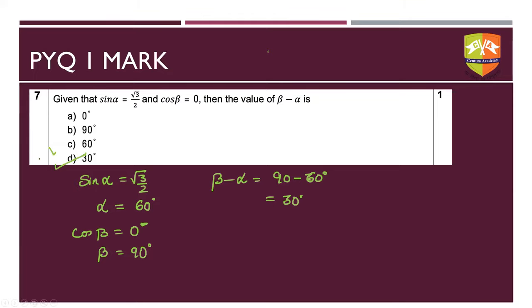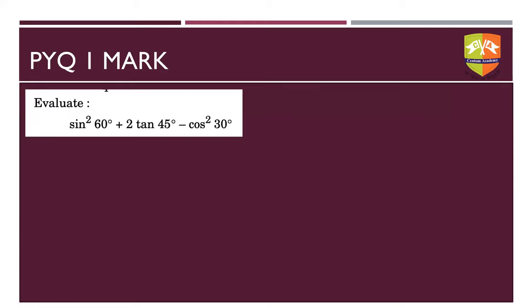I'm not asking whether it is understood or not. Do this again. This is based on the second type, based on standard angles. So you must be very, very thorough with your table. As I told you, if you forget it, just recreate the table quickly: 0, 30, 45, 60, 90, root over 0 by 4, 1 by 4, 2 by 4, 3 by 4, 4 by 4. But if you remember, sine 60 is root 3/2 whole squared, plus 2 into tan 45 is 1, minus cos square 30 is root 3/2 whole squared. So the answer is 2.